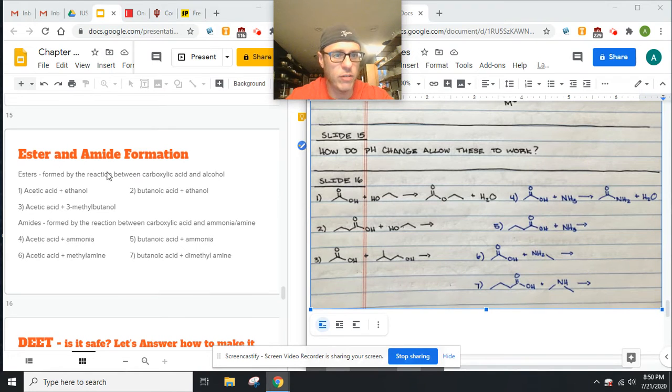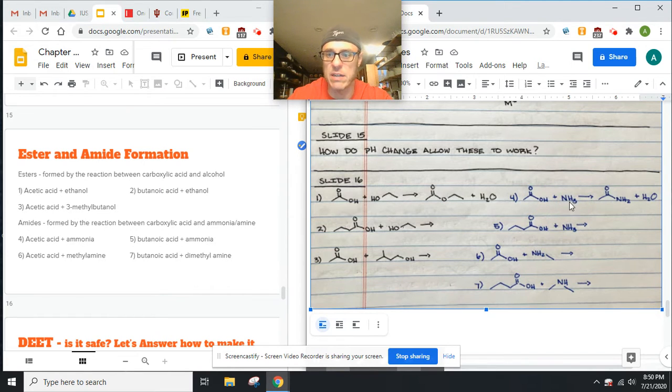Okay, so let's talk about ester and amide formation. We make these by having a reaction between a carboxylic acid and alcohol. So for number one, acetic acid and ethanol. What that gives us is ethyl acetate. When we come down here, 1, 2, 3, 4, this is butanoic acid and ethanol, so it'll be ethyl butanoate.